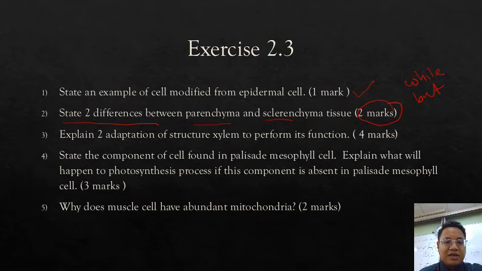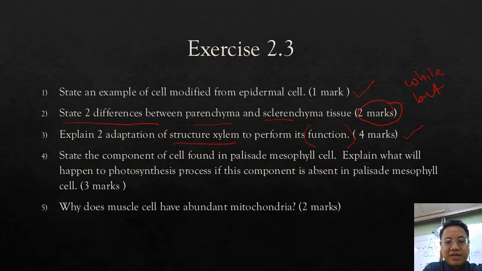Number three, explain two adaptations of the structure of xylem to perform its function. I have mentioned this in the structure of xylem. So two adaptations to perform its function. Here, state one adaptation and its function, and another adaptation and its function. So 4 marks.